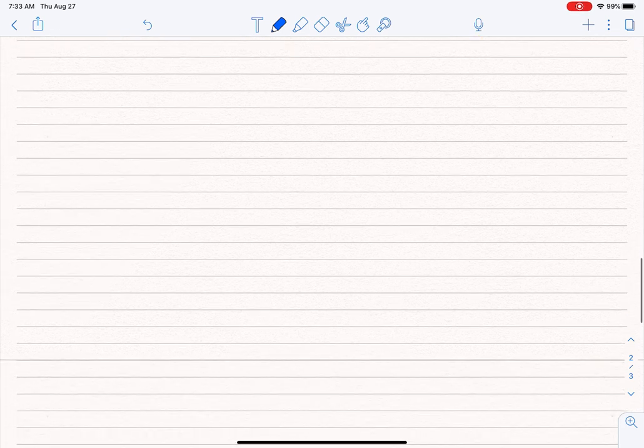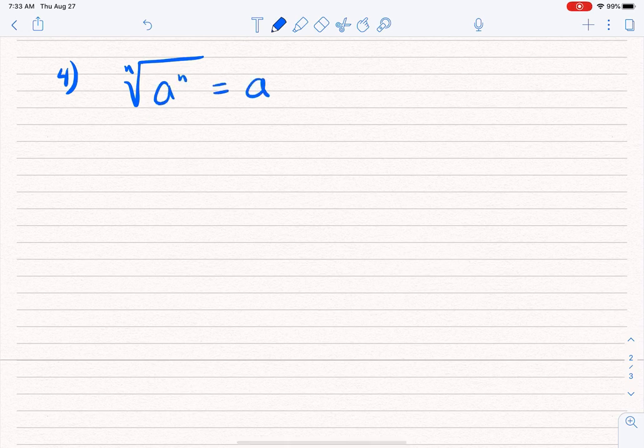The fourth rule. Almost done, guys. Got 5 main rules of properties of roots. And so here we go, the fourth rule. The fourth rule is a really simple one. It says that if you take the nth root of a to the n, you get a.